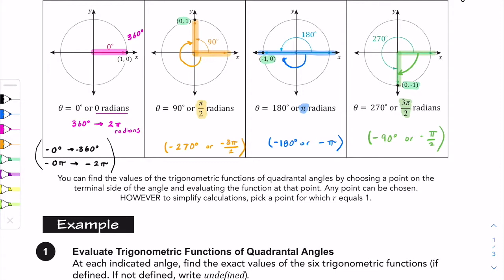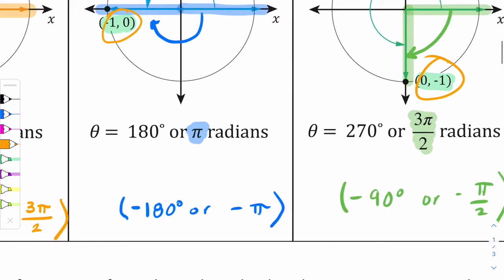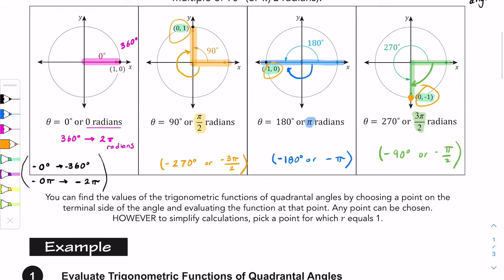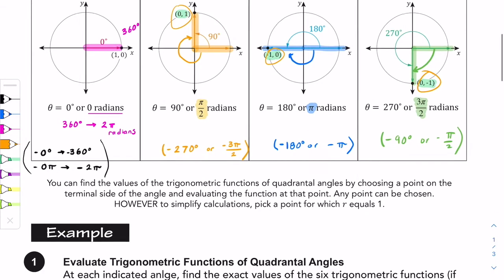So you can find the values of the trig functions of a quadrantal angle by choosing a point on the terminal side of the angle and evaluating the function at that point. Any point can be chosen. However, to simplify calculations, pick a point at which r equals 1, and that's the points I highlighted on these. So I'm talking about this point. If you choose that point, then the r value is 1. It's the point where your angle intersects what we call the unit circle.